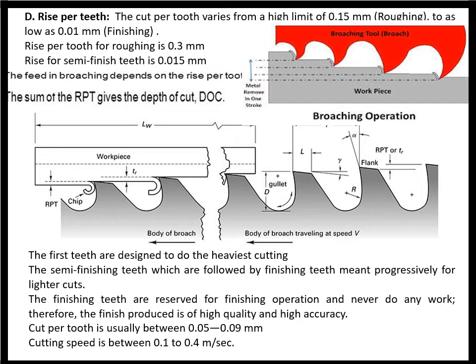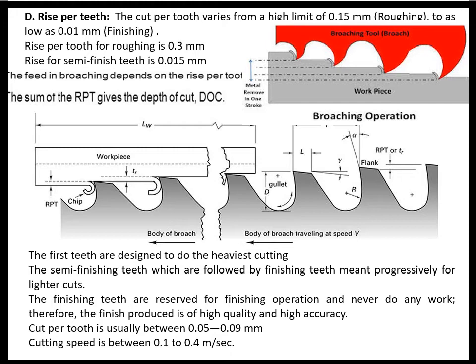There are certain broach tools where the rise per tooth for roughing is kept at 0.3 mm and the semi-finishing teeth at 0.015 mm. The feed which we have discussed in this process depends on the rise per tooth, and the sum of the rise per tooth gives you the depth of cut.